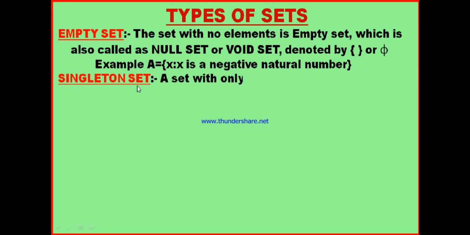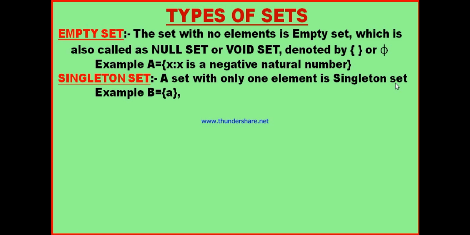Next is singleton set. A set with only one element is called a singleton set. If in any set there is only one element, such a set is called a singleton set. For example, B is equal to the set {a}. Here how many elements are there? Only one element, a. Therefore this set B is called a singleton set.